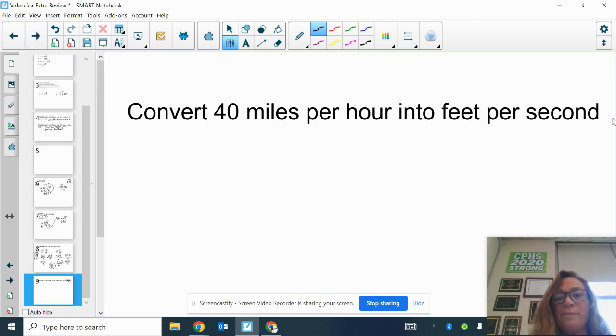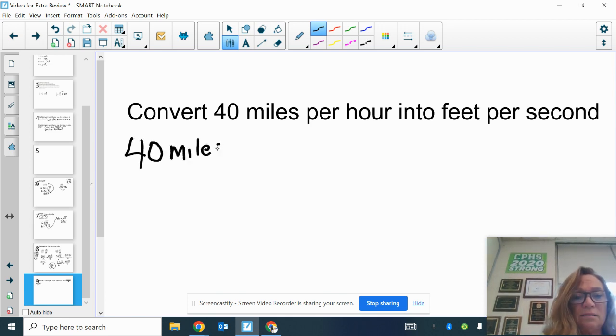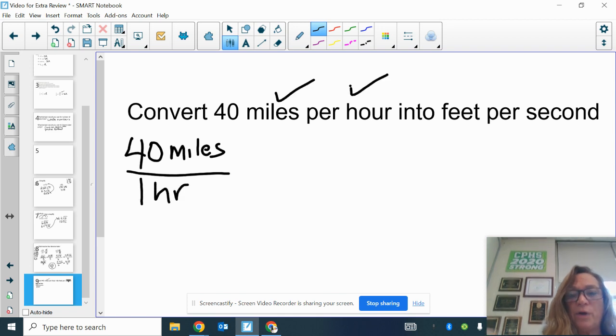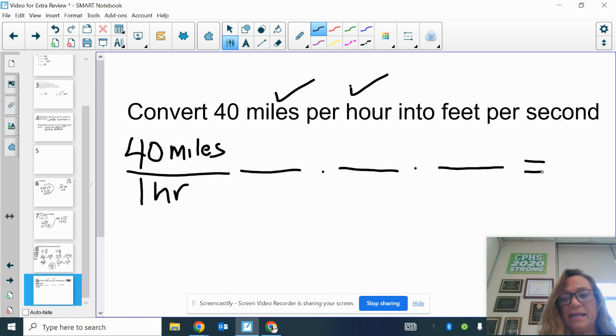Okay, convert 40 miles per hour into feet per second. So you start with the 40 miles over 1 hour, and that's my given, miles per hour. I'm trying to get to feet per second, so I'm going to do miles to feet, hours to minutes, minutes to seconds, and that's going to give me an answer.